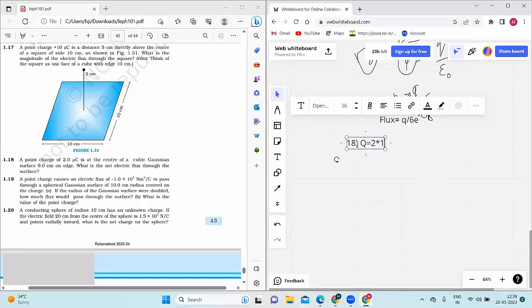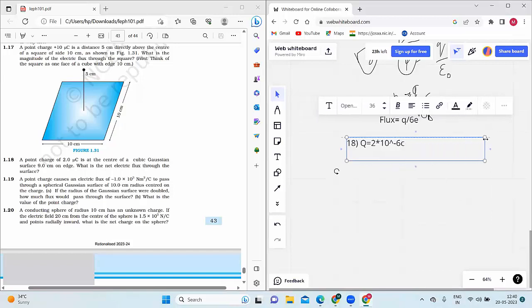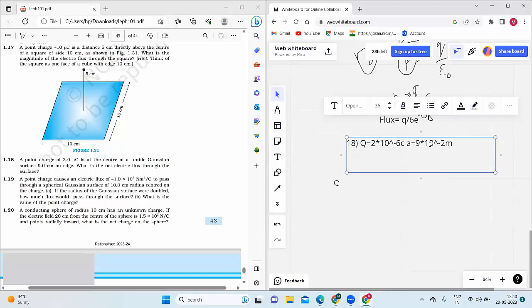1 micro means 10 power minus 6 coulomb. And the length of the edge is 9 into 10 power minus 2 meter, that is 9 centimeters. So for finding the net electric flux through the surface.